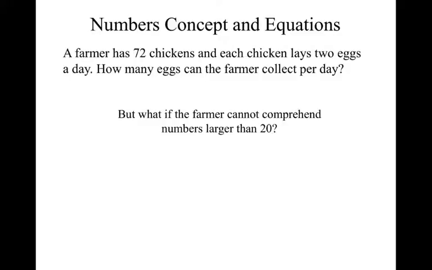Okay, so what do I mean? Well, we just went through and solved that we can tell the farmer that he gets 144 eggs in one day. But he doesn't understand numbers larger than 20. When we say 144 eggs, he's like, I don't know what that means. You voodoo magic at me. So how can we adjust this representation so that we can better explain to the farmer how many eggs he can potentially get?